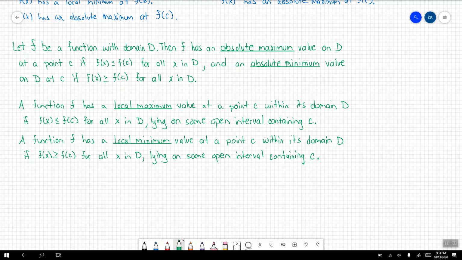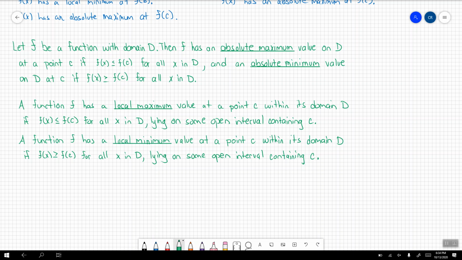Local minimum. A function f has a local minimum value at a point c within its domain D if the function f of x is greater than or equal to the function output f of c, and this must hold for all x in the domain, except they have to be lying on some open interval that contains c. Awesome.